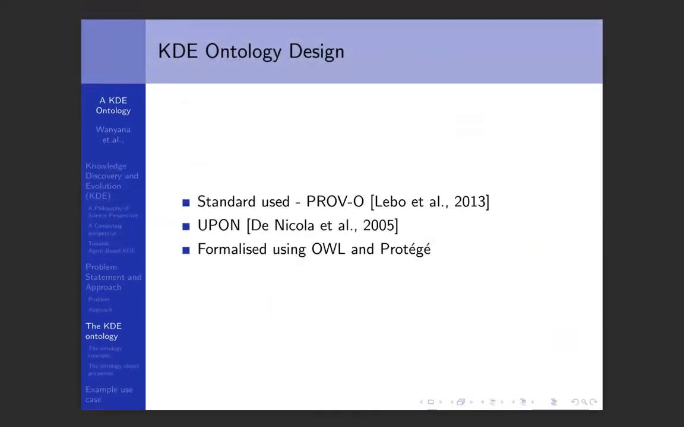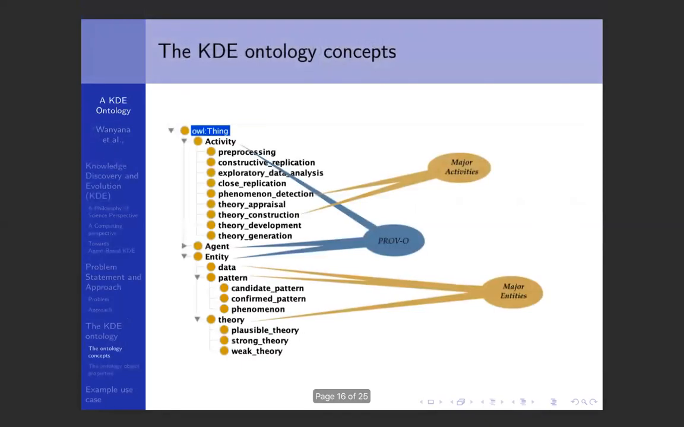The ontology uses the PROV standard. It's designed using UPON and, of course, formalized in OWL and Protégé. So these are the concepts that the ontology supports. There are two major activities: phenomenon detection and theory construction, and the rest of the activities are actually part of these two.